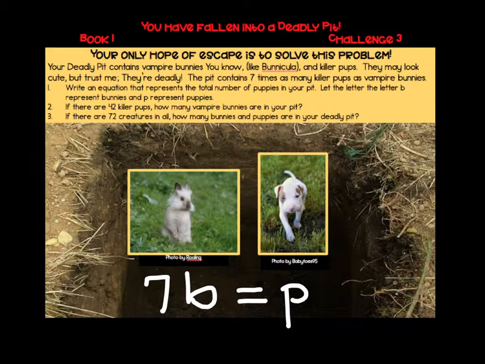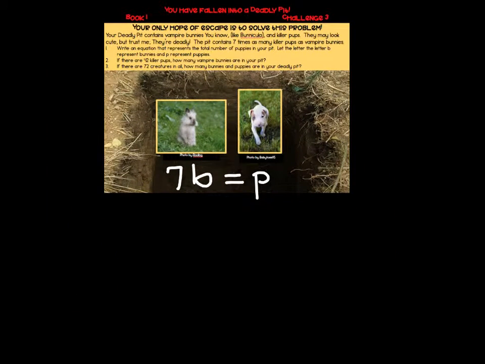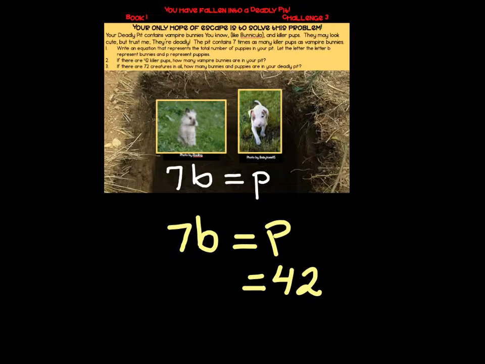All right, well, this is actually really cool. I love doing this. So I'm going to first write the equation again, which is 7b equals P for pups, right? So 7 times the bunnies equals the pups. That's my first step. And next, I'm going to plug in the fact that there's 42 killer pups. So instead of the P, I'm going to write the 42 right there. And then I'm going to drop the rest of the equation, and I've got 7b equals 42, right?